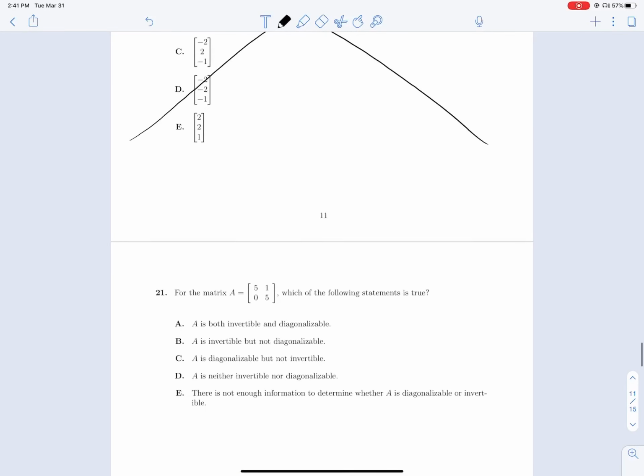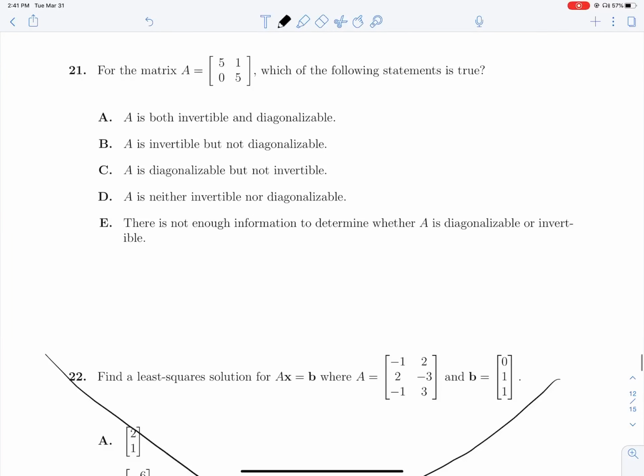What else do we have to do here? Okay, we have a very simple invertibility diagonalizability question. Here's a good question for you. Does invertibility ever imply diagonalizability? Does diagonalizability ever imply invertibility? The answer to both is no. They have absolutely nothing to do with each other. You can never assume one because of the other. In this case, it's obviously an invertible matrix because our determinant is 25. You can just see that at this point. Hopefully you should be able to.